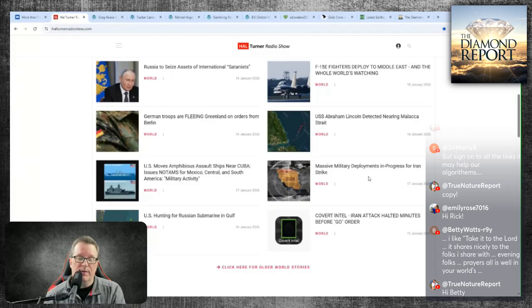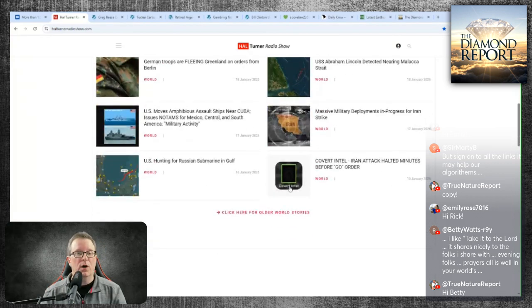And then United States hunting for Russian submarine in the Gulf as of a couple days ago, as in the Gulf of America, the Gulf of Mexico. So not too surprising. I know I've heard from multiple sources over the years that there are Russian subs sitting off of both coasts, so why not in the Gulf of Mexico? I mean, obviously, it seems like a given.